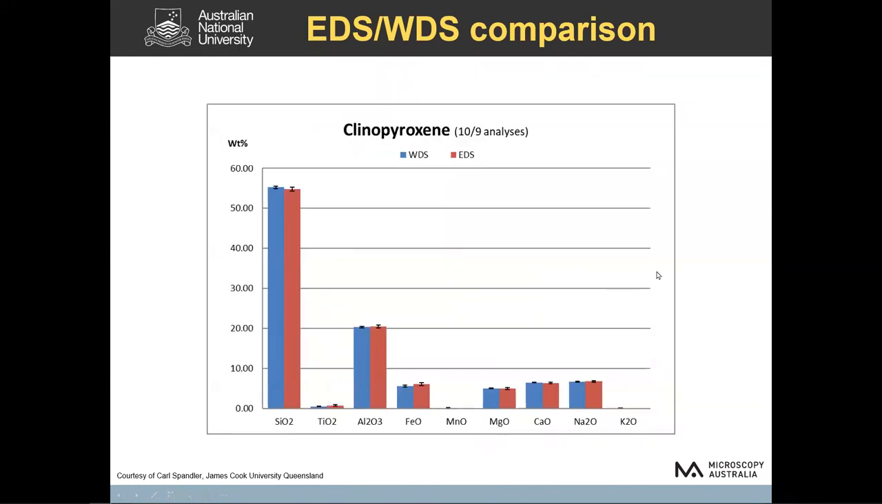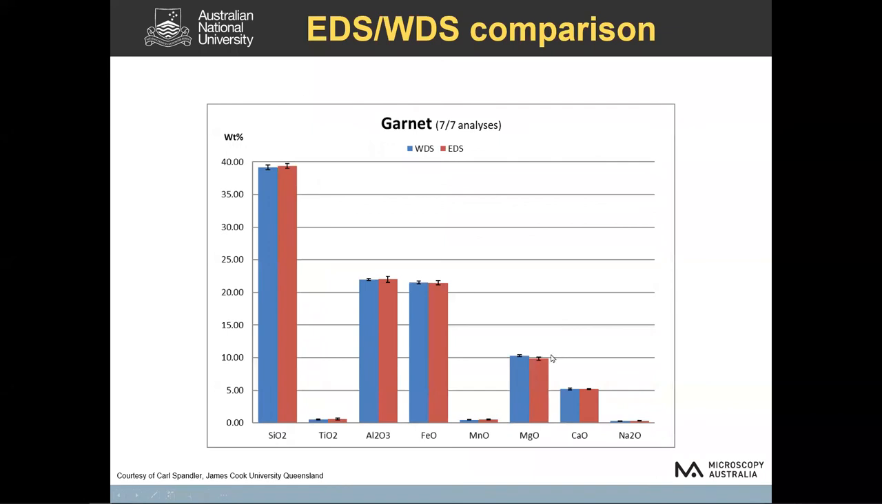There's another one here for clinopyroxene. Again, the results are very similar. And also the WDS and EDS analyses, certainly for major elements, have very similar precision as well. There's another one. Again, as you can see, we get very good data in a well-calibrated EDS system.